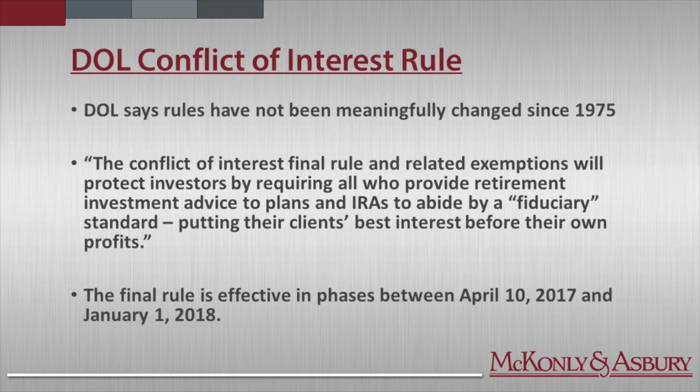So the Department of Labor Conflict of Interest Rule, I thought this was really interesting. So a lot of the laws and regulations around retirement plans are from 1975, and the DOL says that they have not been meaningfully changed until now with this DOL Conflict of Interest Rule. And essentially what this rule says is the conflict of interest final rule and related exemptions will protect investors by requiring all who provide retirement investment advice to plans and IRAs to abide by a fiduciary standard, putting their clients' best interests before their own profits. So, I would hope that most investment advisors were already doing this. The biggest change with this is now they're legally required to do so.